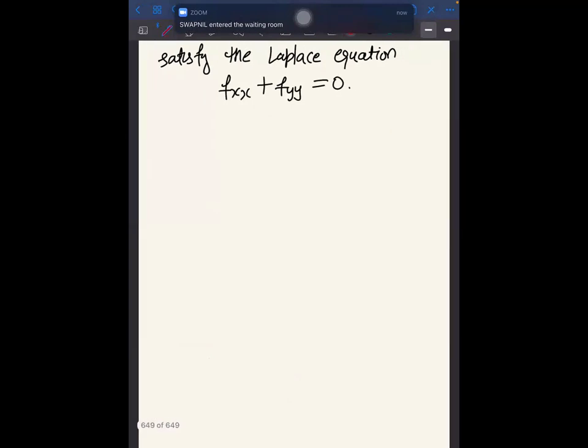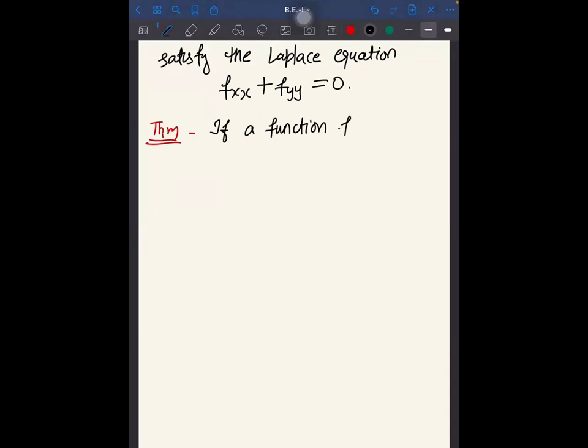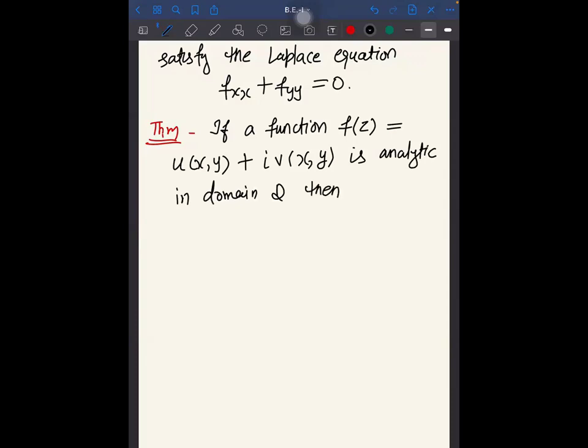Okay, so we'll be using this result: if a function f(z) is equal to u(x,y) plus iota v(x,y) is analytic in domain D, then components of f, that is u and v, are harmonic in D.